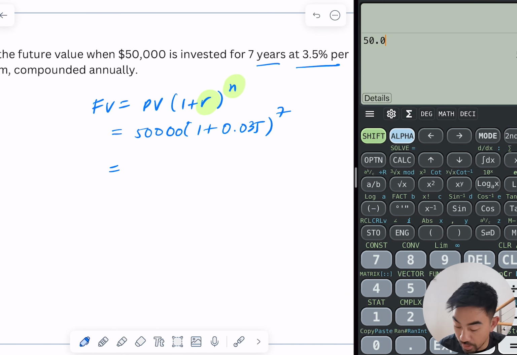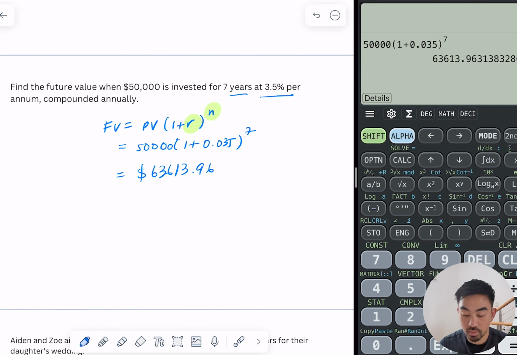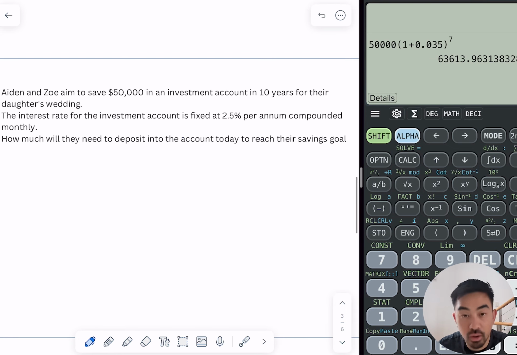So 50 grand, 1 plus 0.035 to the power of 7. So the future value is worth $63,613.96. Okay, first one done.